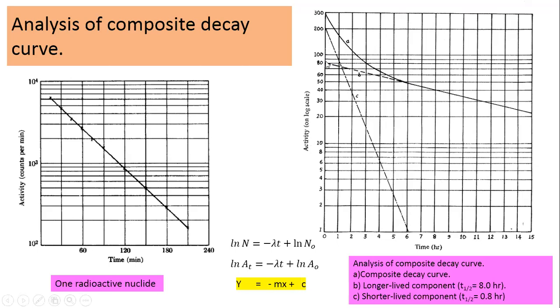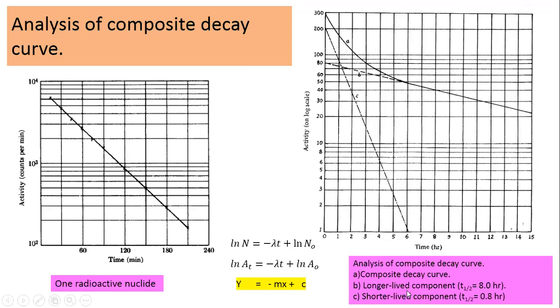Like here, 80 is the initial activity, and half of the 80 will be 40. If you take the 40, connect it to this line, and move here, this is the 8, and 8 is the half-life. Similarly, this is a 200, half of it is 100, and it will give you a value over here. This will be around 0.8 hours. So that's why this has the longer half-life.